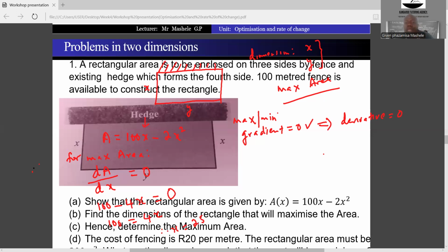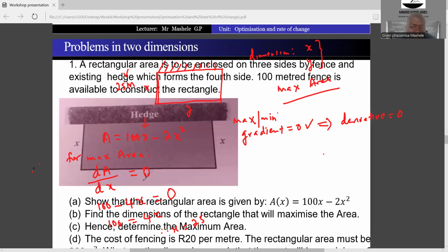So what does it mean? It means that the width of this rectangle should be 25. Oh, did they give us the unit? Okay, it's in meter. So the x should be 25. And remember, I want to note the dimensions. So the x should be 25 meter.